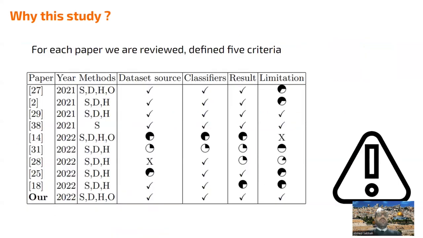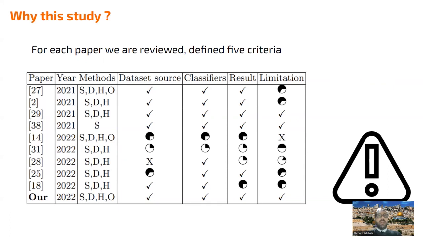Now, why this study? What is different in this study from other studies? This study reviews the recent papers in malware detection. We defined more than one criterion to study each paper. For each paper, we determine the methods used in malware detection and analysis: static, dynamic, hybrid, or others. We define a new criterion named others.